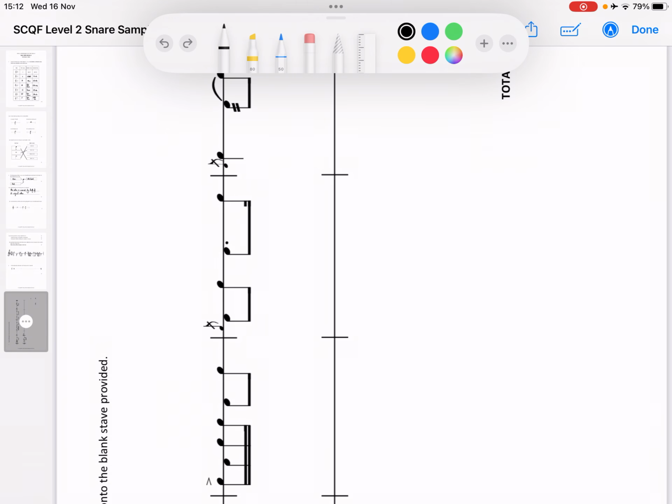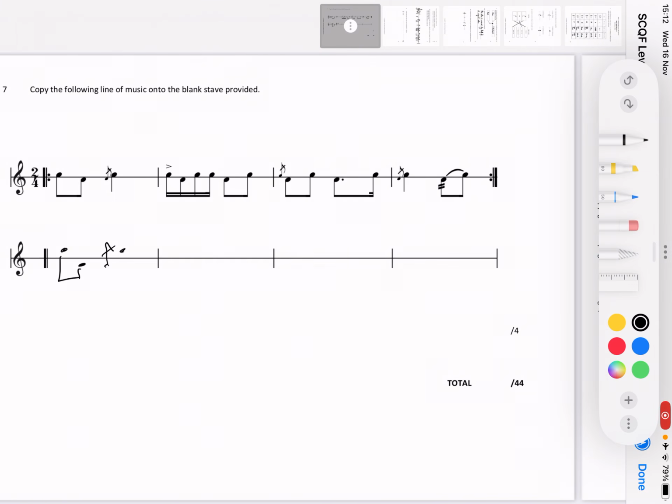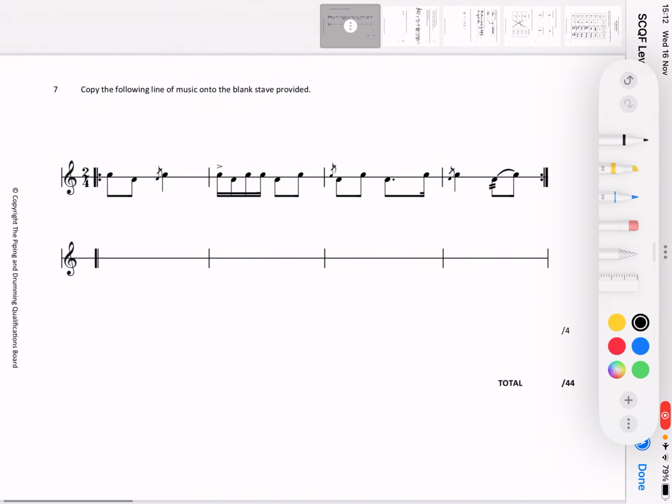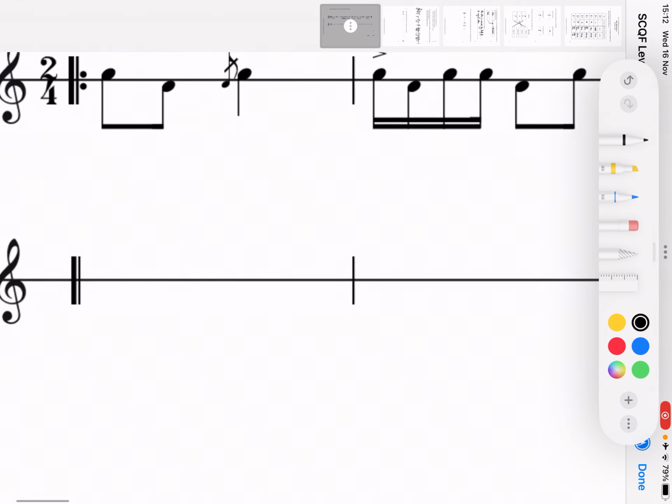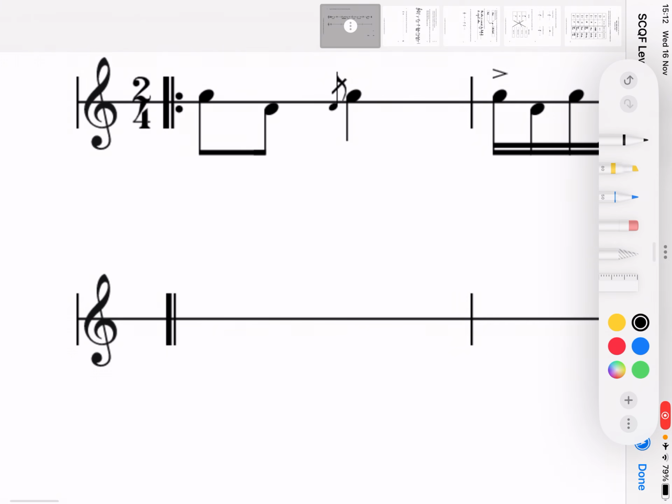I'm going to flip the iPad and hopefully this works. There we go. So the screen's rotating, almost like you would if you were turning a page on the paper. Okay, and I'm going to get rid of that because that was a wee example I was trying to do earlier. Copy the following line of music into the staff provided. So you're just copying the music out. Okay, so you're looking directly above and making sure everything that is in here on every bit you're going to copy out note for note.